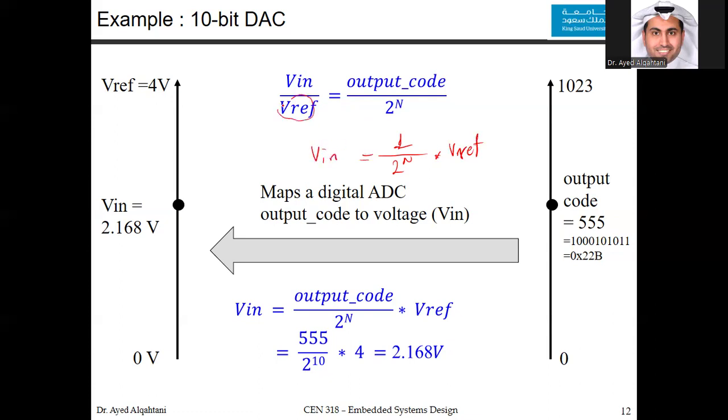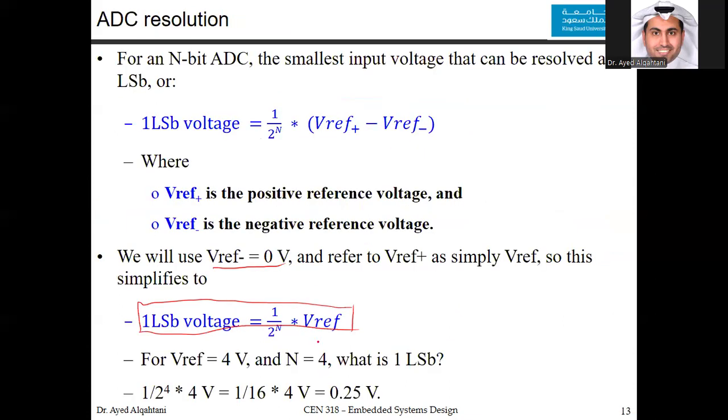So here you have the Vref, you multiply it here. And the output code, you just replace it by 1 since you are interested in one least significant bit. And then you find the voltage corresponding to that single bit. That's the same equation that we found here.